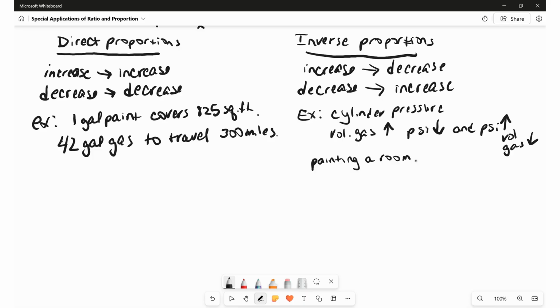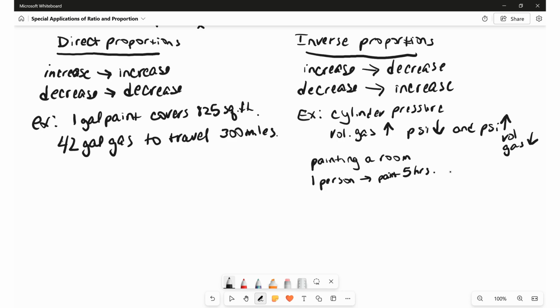Now, I'm not going to get into the algebra of it, okay? But let's say that one person can paint a room. Let's say it takes them 5 hours. Okay.